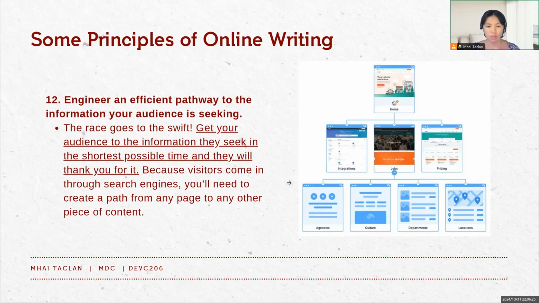So, a visitor ideally should land on the site and not have to think too much about where to click, where to go next. Moving from point A to point B should be as smooth as possible. We shouldn't make the visitors dig too deep. This photo is an example of a wireframe map that shows the structure or the path of a website.